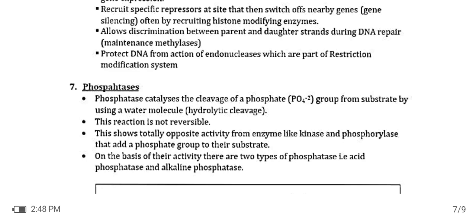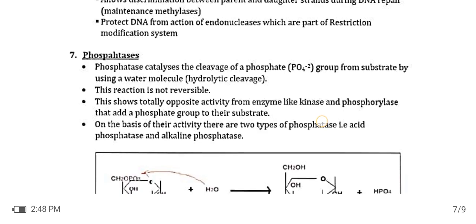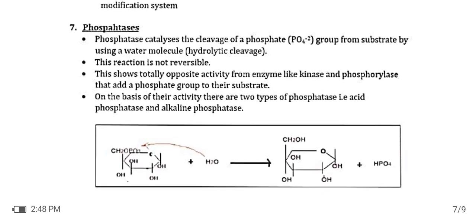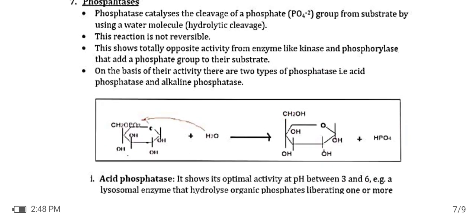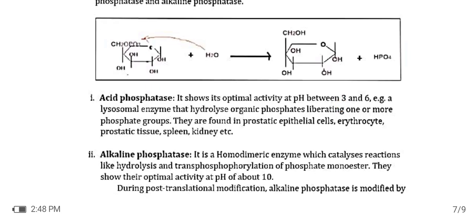Then phosphatases. Phosphatases catalyze the cleavage of the phosphate PO4-2 group from a substrate by using a water molecule, hydrolytic cleavage. This reaction is not reversible. This shows totally opposite activity from enzymes like kinase and phosphorylase, which add a phosphate group to their substrate. On the basis of their activity, there are two types of phosphatases, acid phosphatase and alkaline phosphatase.